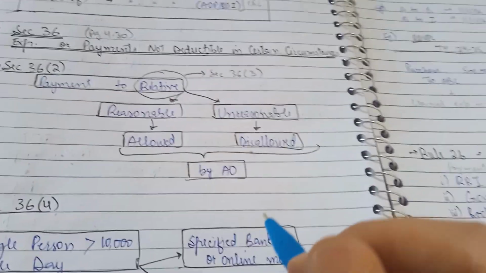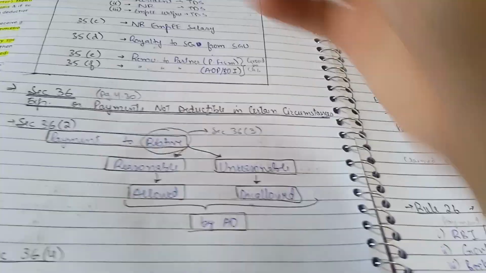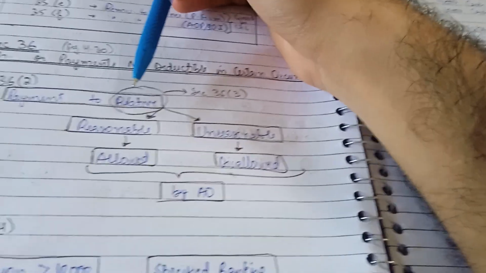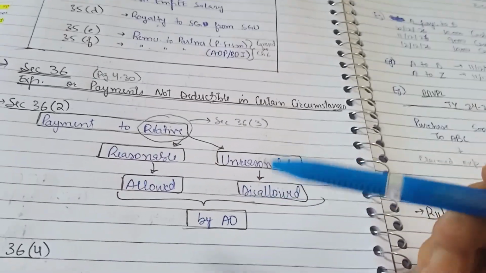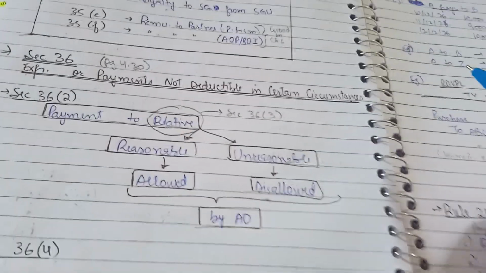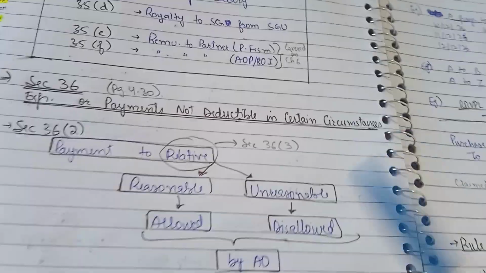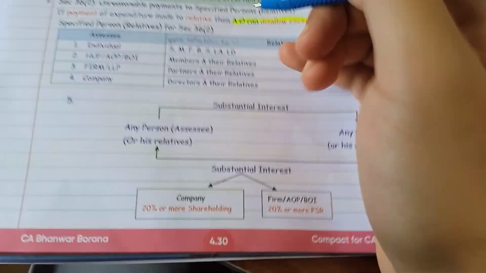Then comes section 36, which deals with those expenses or those payments which are not deductible in certain circumstances. First one is section 36(2), which deals with the payments made to a relative. When we make payment to a relative, it will be decided by the assessing officer. In case the payment is unreasonable, he will disallow such expense. In case it is reasonable, he will allow such expense. And what comes in the definition of relative is given in section 36 subsection 3, which is here.